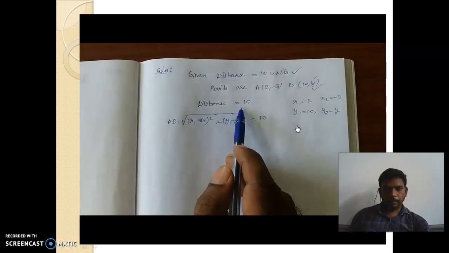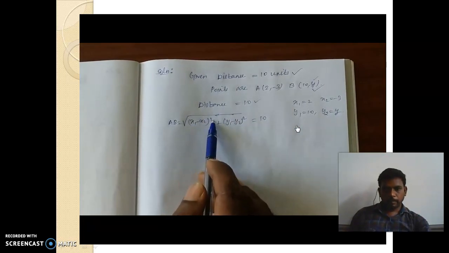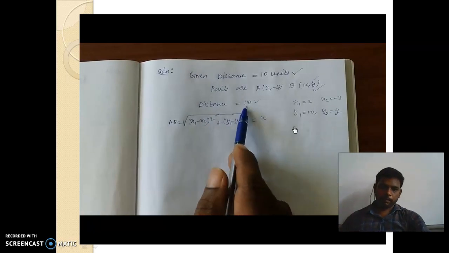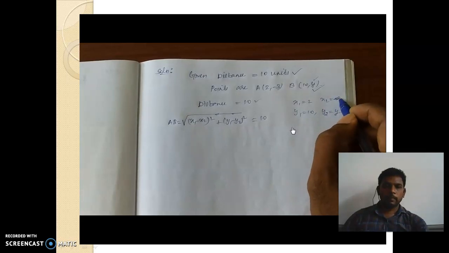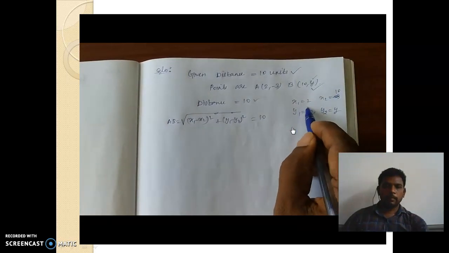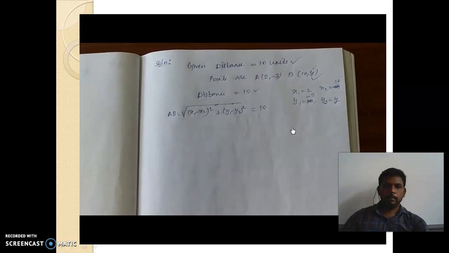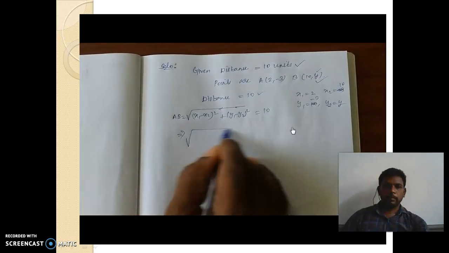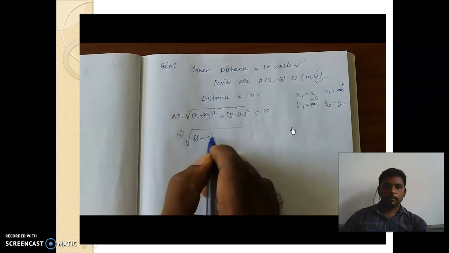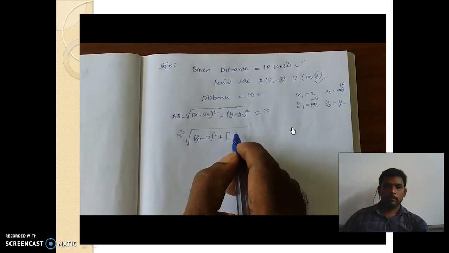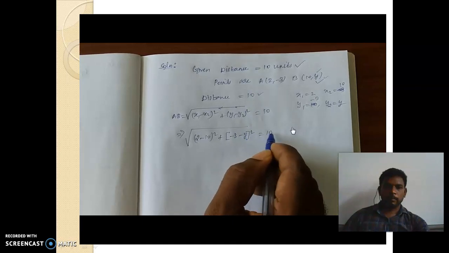So first write the distance equal to 10, given here. Instead of distance, you can write the distance formula, that is root of x1 minus x2 whole square plus y1 minus y2 whole square equal to 10. What is x1? x1 equal to 2 and x2 equal to 10, and y1 equal to minus 3, y2 equal to y. Right? So substitute the values directly in the formula. Which implies root of 2 minus 10 whole square plus minus 3 minus y whole square equal to 10.